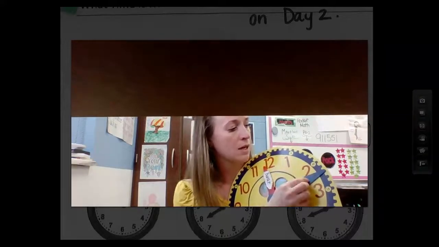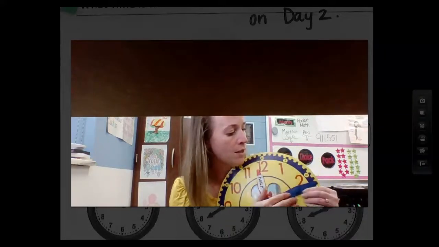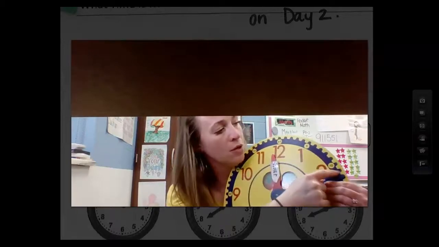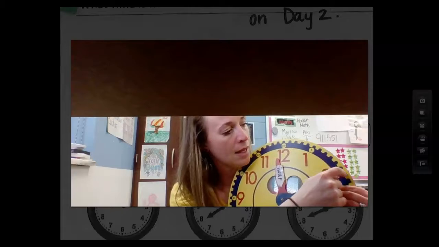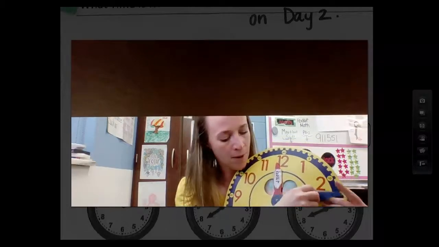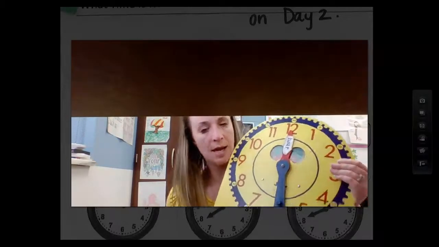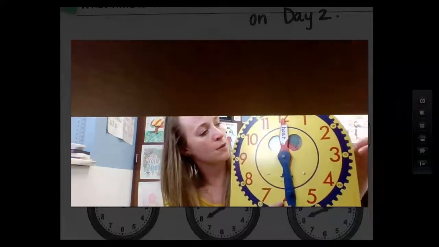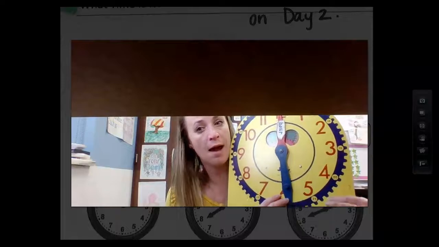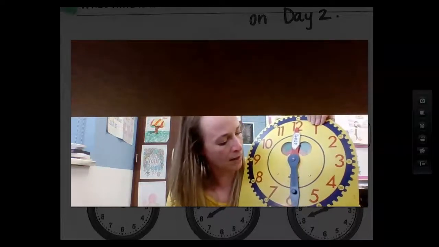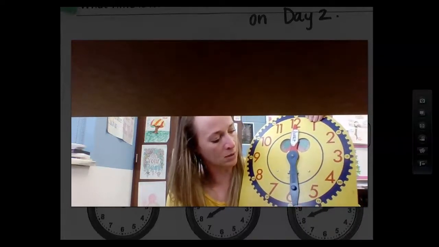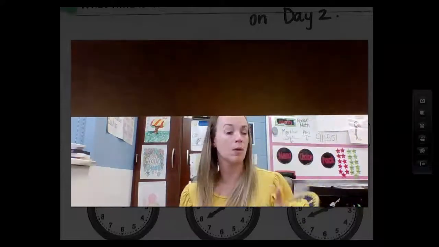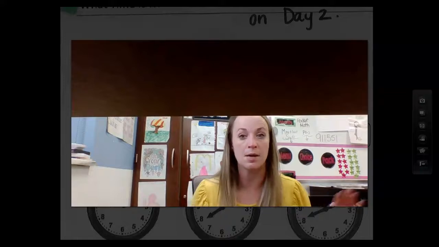So let's say that it is here. I'm going to count by 5s and then count on. So it would be 5, 10, and then these little notches are 1s. So it's 10, 11, 12. So then if I moved it over here, let's say right here, I'm going to count by 5s, 5, 10, 15, 20, 25, and then I'm going to count on: 26, 27, 28, 29. All right, so that's what we're going to be working on today, is telling time to the nearest minute.